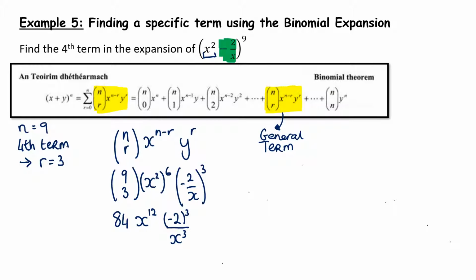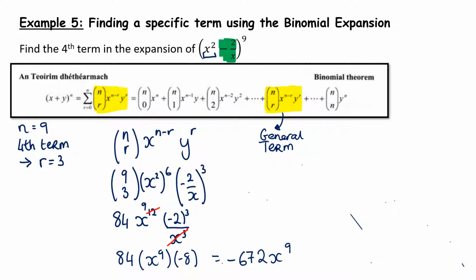So we should be able to tidy this up a bit more. We should be able to see that x cubed goes into this. So remember, laws of indices, we're going to subtract. So this would leave me with x to the power of 9. Okay, so we get 84 x to the power of 9, and we do minus 2 to the power of 3, which will give us minus 8. And we should be able to multiply that out, and we get minus 672 x to the power of 9.